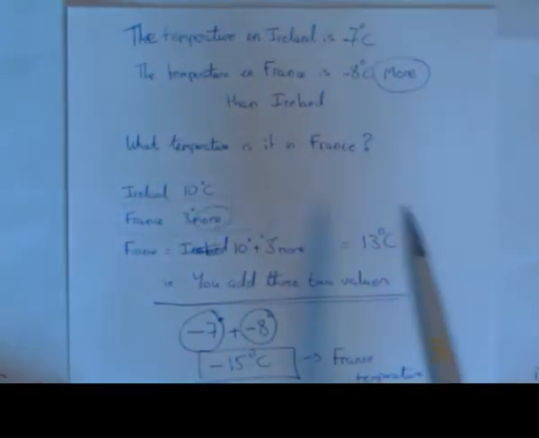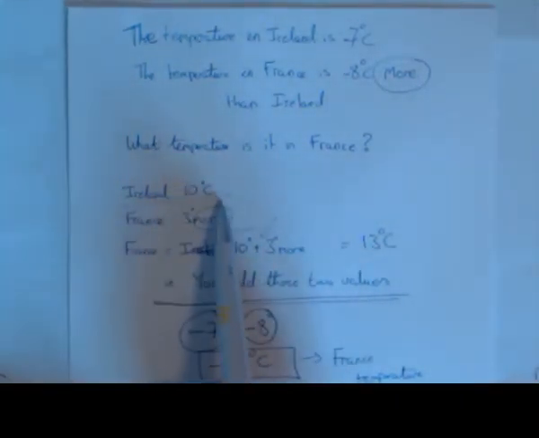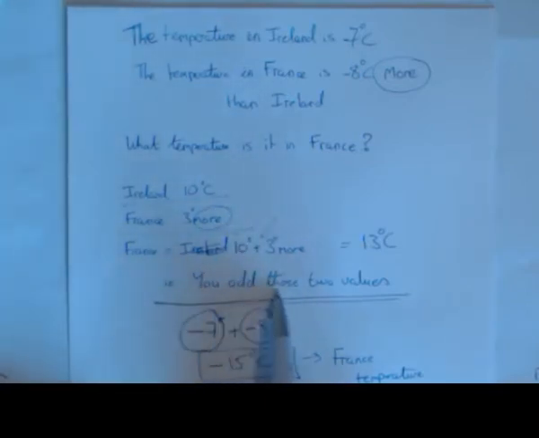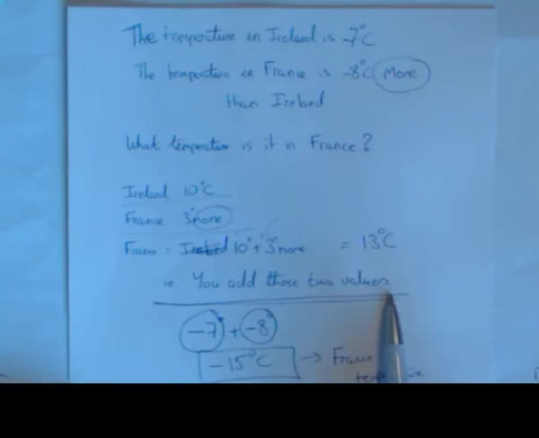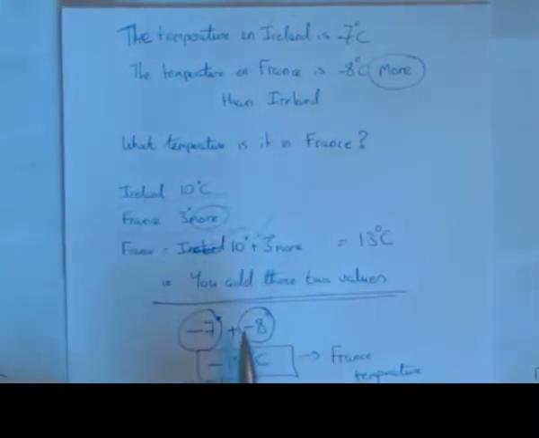What did we do? We used numbers that we know how to use, that are very clear to us in our mind, in order to figure out what we did. What we did was we added these two values. That becomes our method. So we add minus 7 and minus 8 together and we get minus 15.